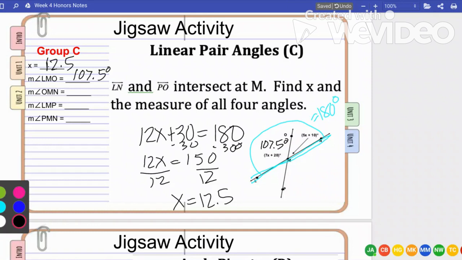5 times 12.5 plus 10 is 72.5 degrees. So angle OMN is 72.5 degrees, which makes sense because they add together to equal 180. And then vertical angles, so if this angle is 107.5, angle PMN also has to be 107.5 degrees. And the same goes here. Those two angles have to be equal, so angle LMP is going to be 72.5 degrees.